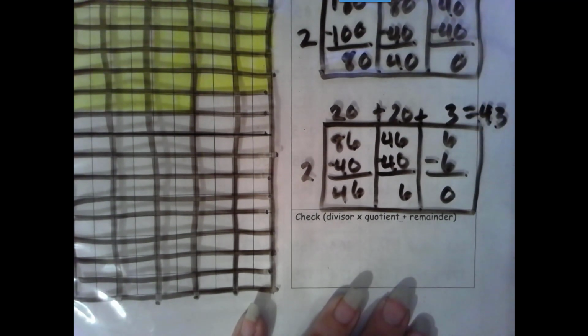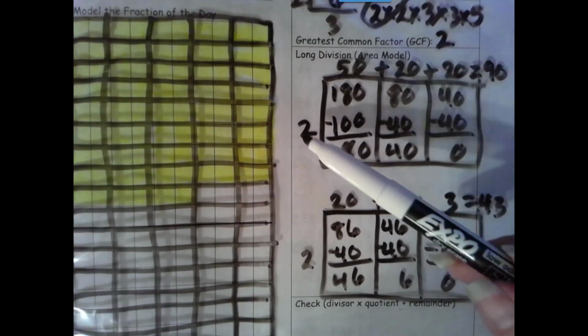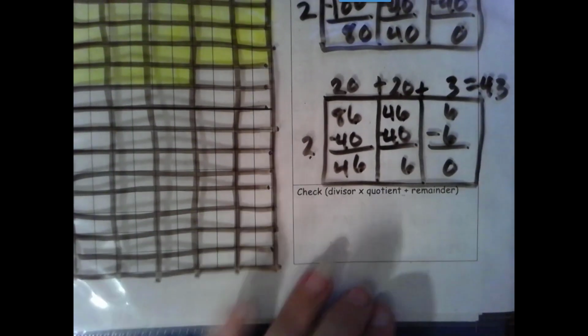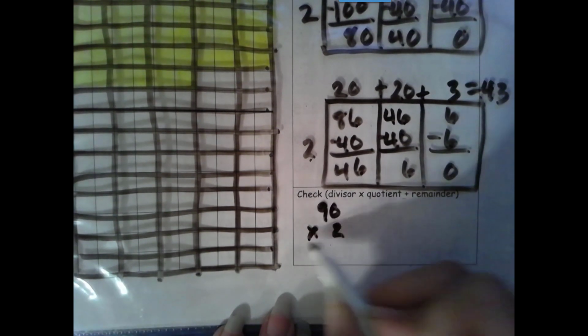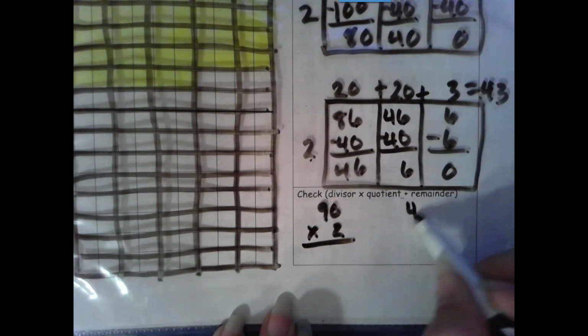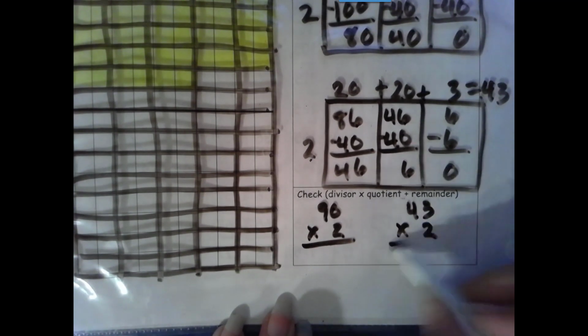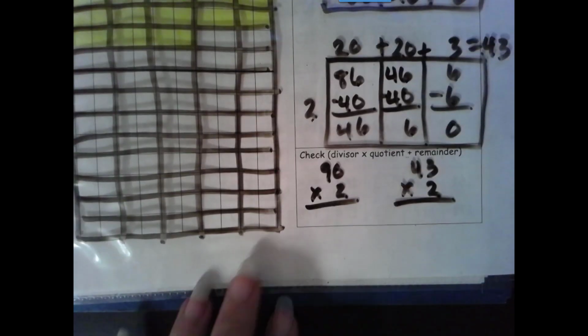Now we need to check with our inverse operation. Divisor times quotient plus remainder. Since our remainder is 0 for both, and the identity property of addition says when you add 0 it stays the same, we don't need to actually add the 0. 2 groups of 0 is 0.